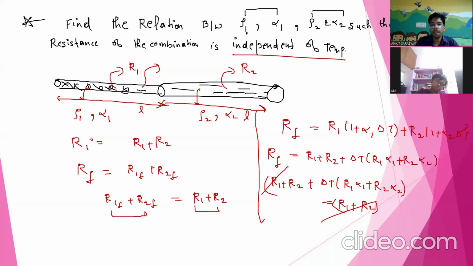Clear? Yes, sir. Then it will be delta T times R1 alpha 1 plus R2 alpha 2. Is it so? Check. Yes, sir. So delta T cannot be 0, but R1 alpha 1 plus R2 alpha 2 will be 0.